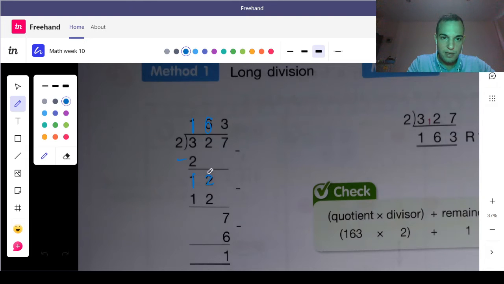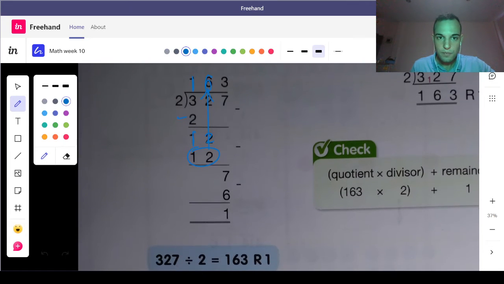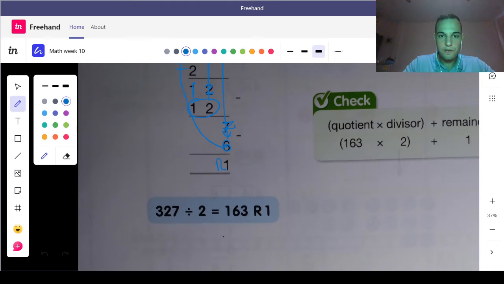So we bring the 6 up here, because this equals 6 times 2. And then we're left with the 7. The 7 is remaining. 2 goes into the 7 how many times? 3 times, because 3 times 2 is 6. And we have the remainder of 1. Okay? So the answer is 163 remainder 1.